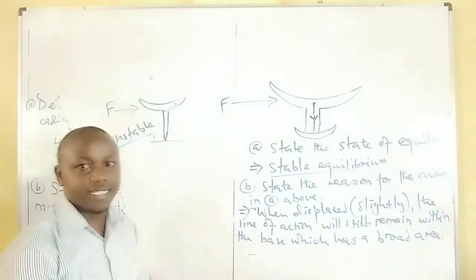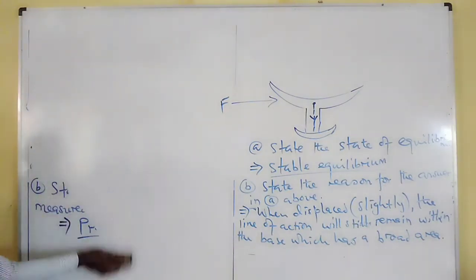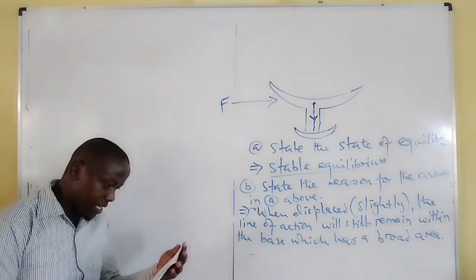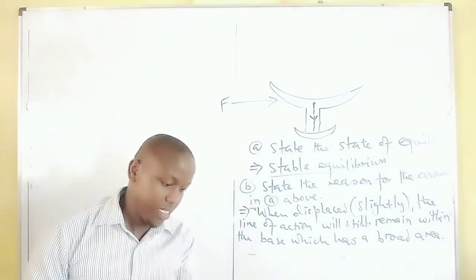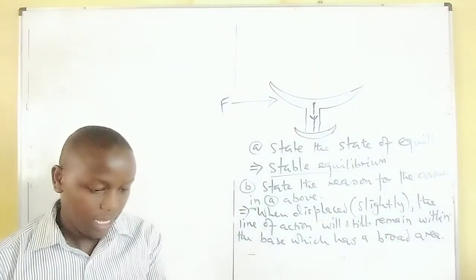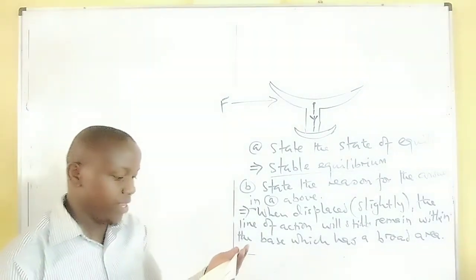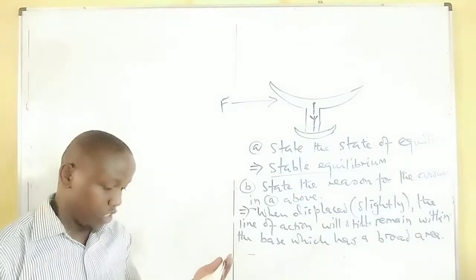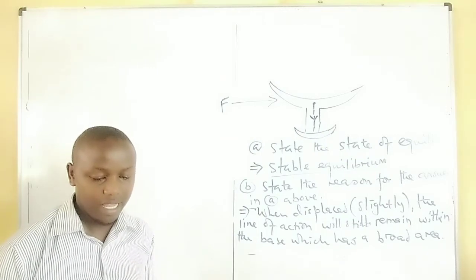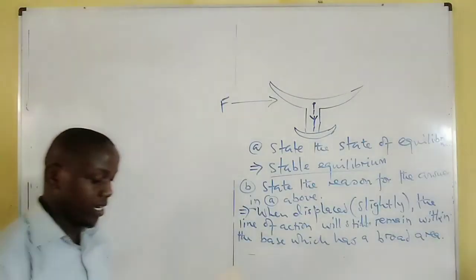Then number 6. In the figure here, we're told the figure 4 shows a uniform rod AB of length 1 meter and weight 8 newtons, pivoted at 20 centimeter mark from one end. It is balanced by supporting it with a string attached to a fixed support. Then you are told the tension in the string is 4 newtons. Determine the position of the string from end A.